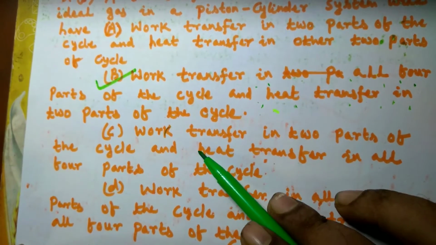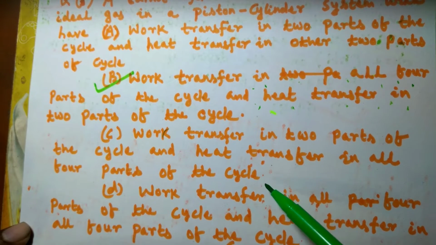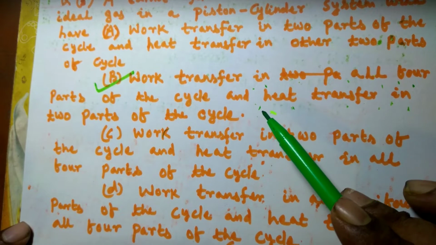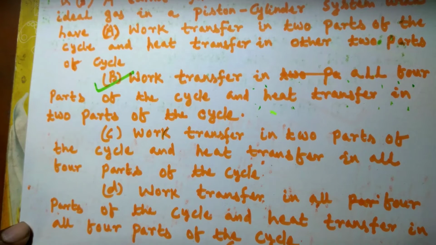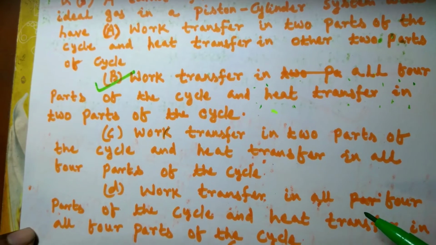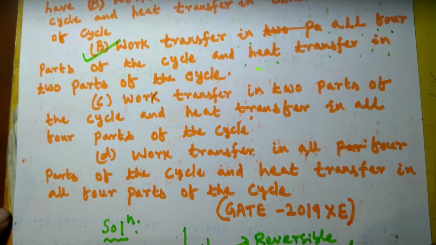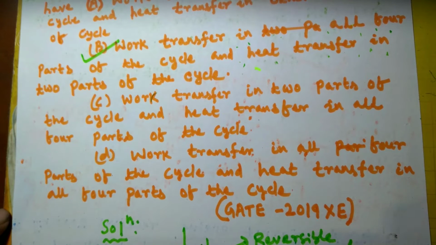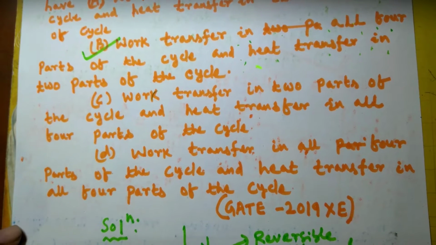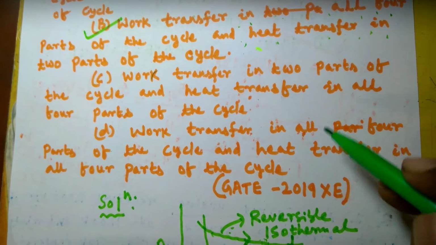You see, option C is work transfer in two parts of the cycle and heat transfer in all four parts of the cycle. This is not correct. So the only correct option is work transfer in all. There is actually work interaction in all the four processes. In an adiabatic process also there is work, but heat transfer is not there in case of adiabatic processes. And out of these four processes, two are adiabatic and two are isothermal. So of all the four processes, you will find work interactions, but only in case of two processes will you find heat interactions. So option B will be the correct answer.